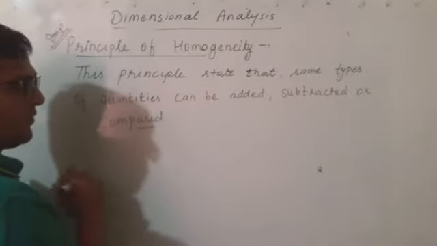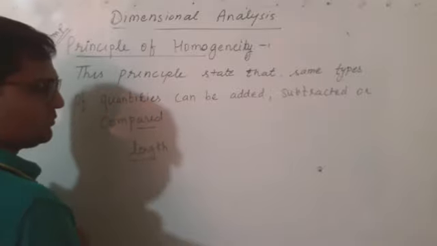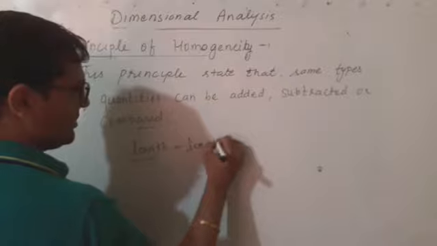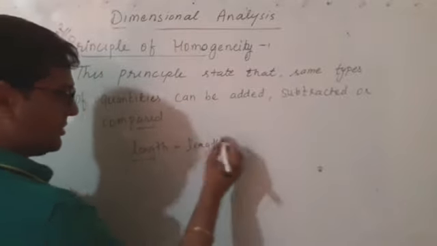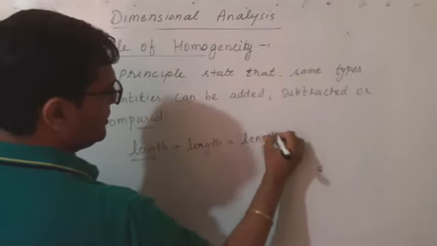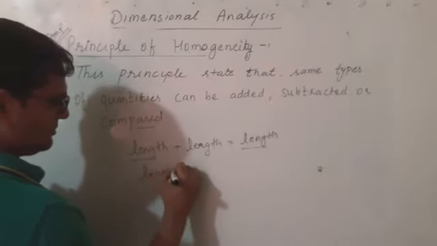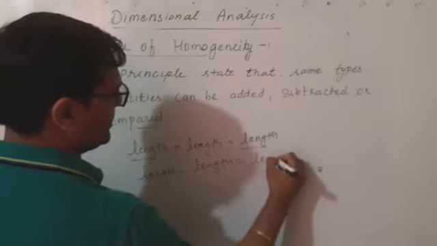For example, I have length and I can add length to it. I can't add area to it. So if I add 2 lengths, then I'll get only length. I can subtract and I'll get length.